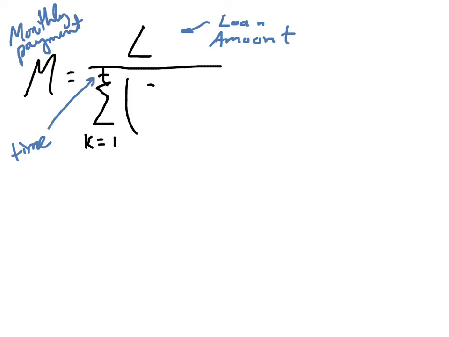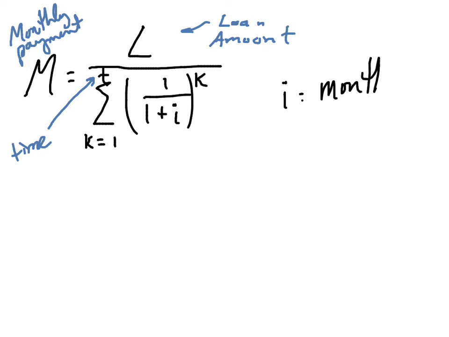Then the equation is 1 over 1 plus... Now, your book uses I. I like to use R for the interest rate, but your book uses I, so we're going to use I there as well. And K just stands for how many that you're doing. Now, the thing with I is important, because I is the monthly interest rate.